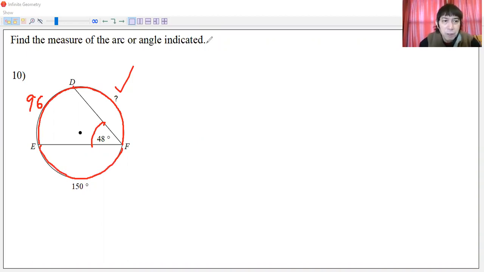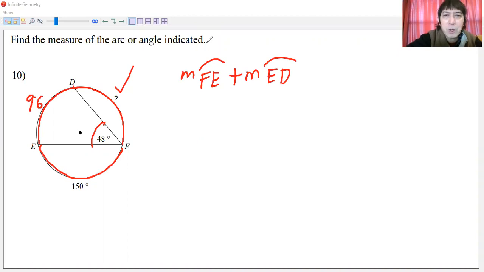We have 150 and 96 plus the question mark that is going around the circle. We will equate that to one full circle, okay? And so we will have our working equation: the measure of FE plus the measure of computed arc ED. That's double of 48, that's why it's 96. All right, plus the unknown arc DF.